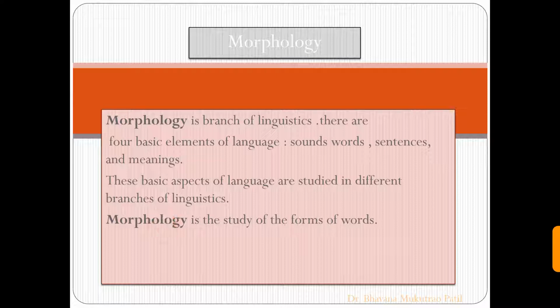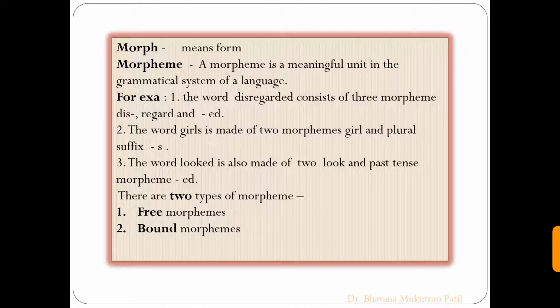The word morphology is derived from morph. Morph means form of words. Then morpheme. A morpheme is a meaningful unit in the grammatical system of language. Morph means form of words and logy means science, so the scientific study of the form of words is called morphology.